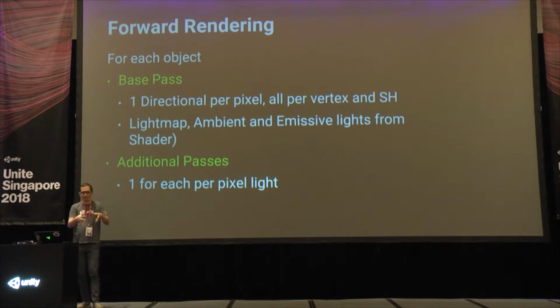For example, if you have an object that's shined on by 4 lights, the first light, the directional light, will be processed in the base pass, and the additional 3 lights, that's 3 additional passes. So in total, you get 4 passes. And that is why the forward rendering path can get very expensive if you have a lot of real-time lights.